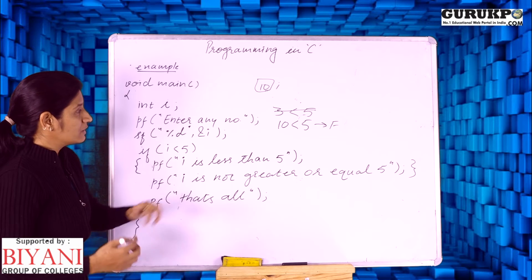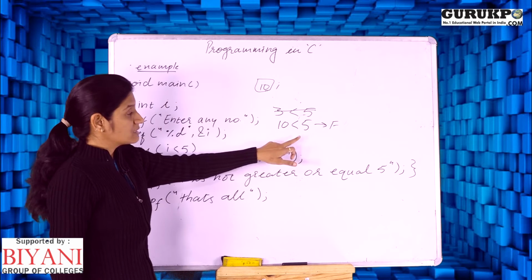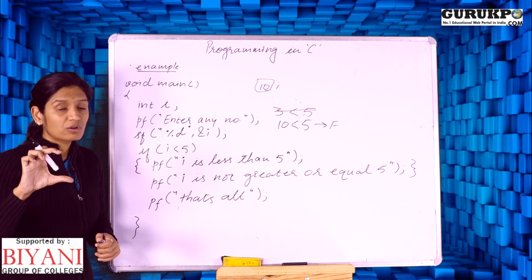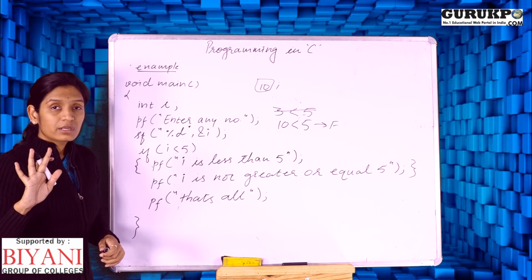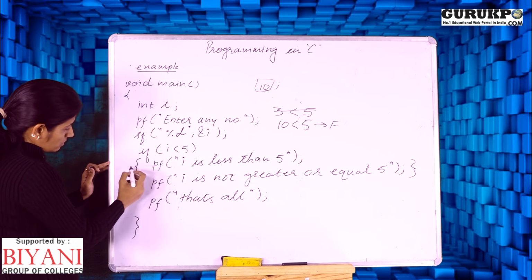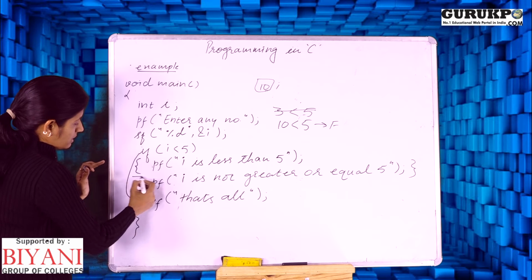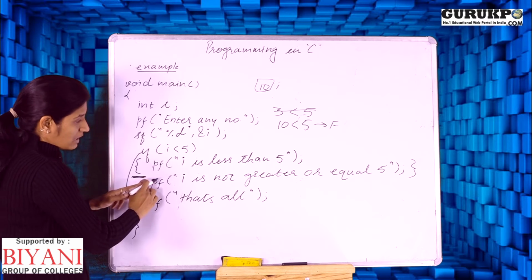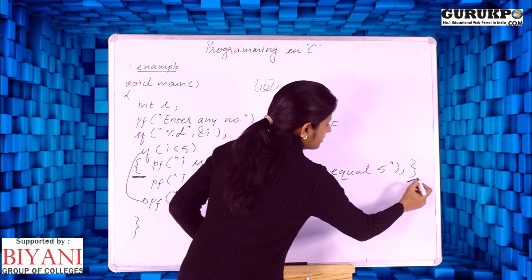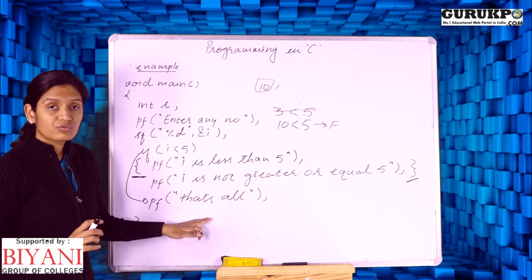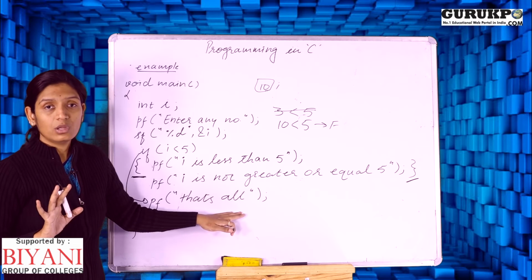Now what will happen when the user will give 10? This condition will become false, and in case of false, the whole block of the statements will be skipped. So in case of false, we will move here. The block of statements from the starting curly brace to the last curly brace will be skipped and we will move out of the block. That's all that we wanted.